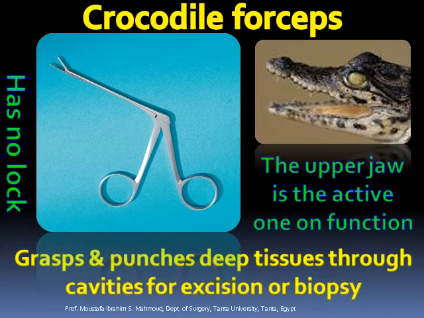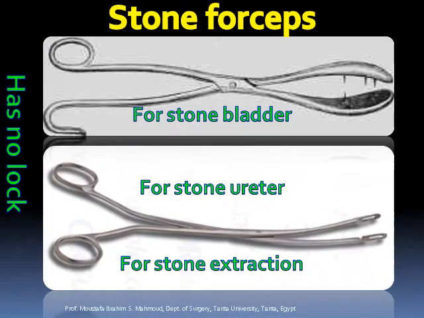Crocodile forceps. It has no lock. The upper jaw is the active one in function. The upper jaw moves. The lower jaw is fixed. It grasps and punches deep tissues through cavities for excision or biopsy. Stone forceps for stone bladder and for stone ureter for stone extraction. It has no lock.